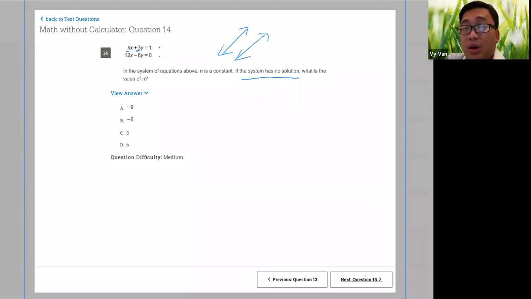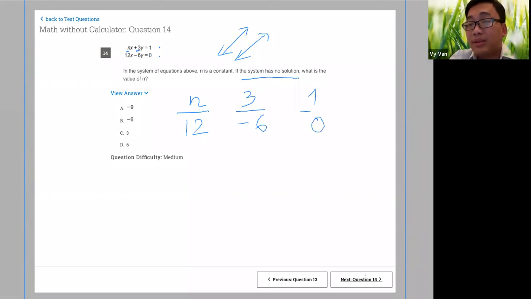So here, the ratio of the coefficients of x will be n over 12. And we want to compare it to the ratio of the coefficients of y, so that's 3 over negative 6. And we also want to make sure about the last ratio, the constant ratio, which is 1 over 6. We want to compare that too. No solution means the slopes have to be the same, which means the first two ratios have to be the same, and it has to be different from this one.